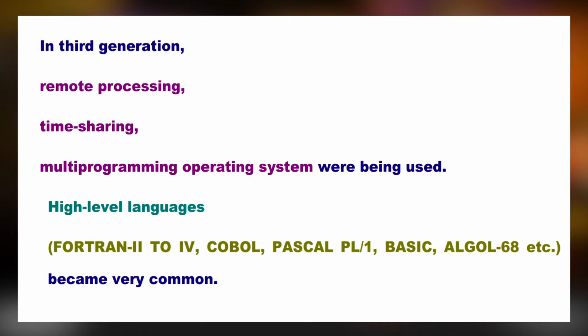High level languages like Fortran 2, 2.4, COBOL, Pascal, PL1, BASIC, ALGOL 68 etc. became very common. The weight and the power consumption of the computers decreased and the speed increased tremendously. Heavy emphasis was given to the development of software. Operating systems were designed which allowed the machine to run many different programs at the same time. Multi-programming was made possible, whereby the machines could perform several jobs at the same time.